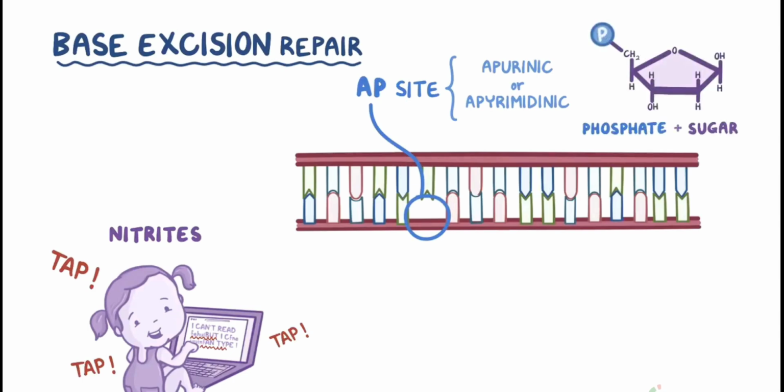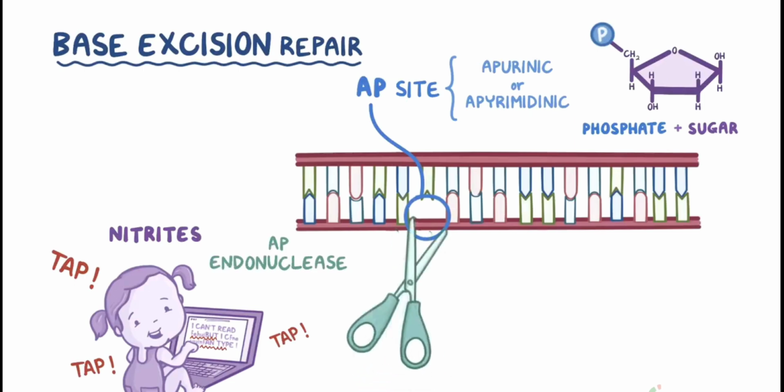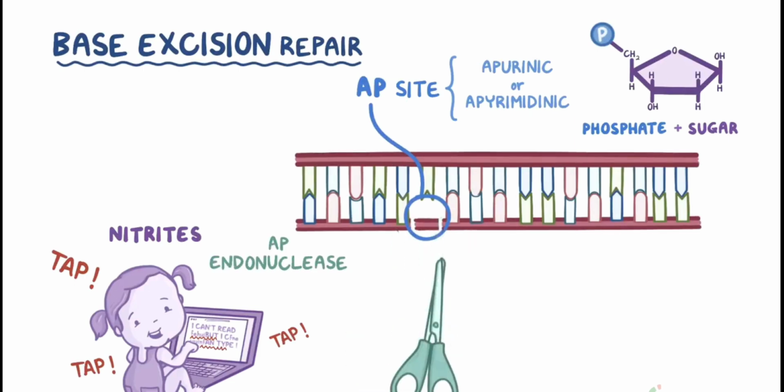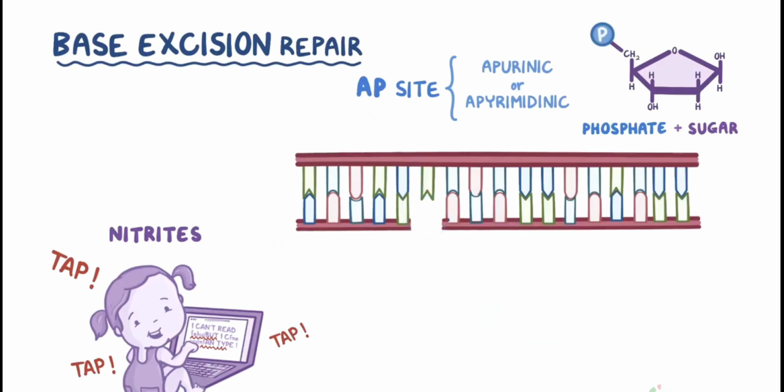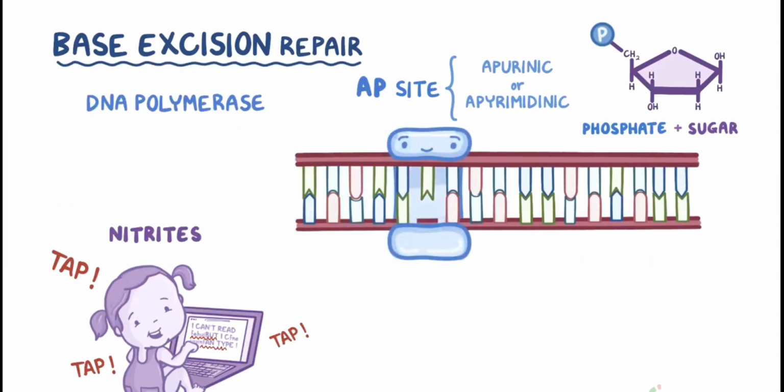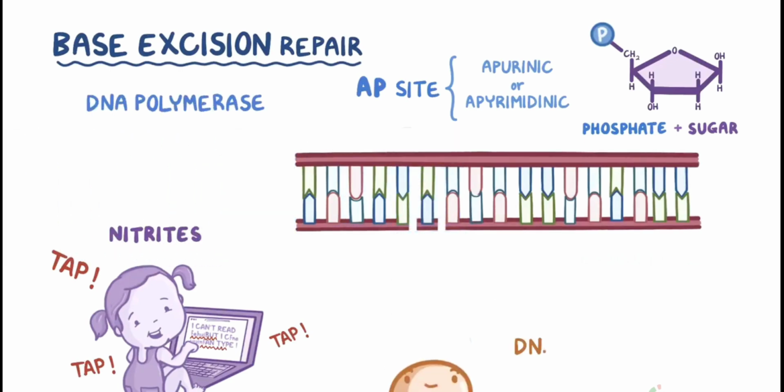Then an enzyme called AP endonuclease severs the bond between the phosphate and sugar and the other nucleotides. After that, an exonuclease removes them, leaving a gap in the damaged DNA strand. Finally, DNA polymerase fills the gap with new nucleotides, and DNA ligase seals the bonds.